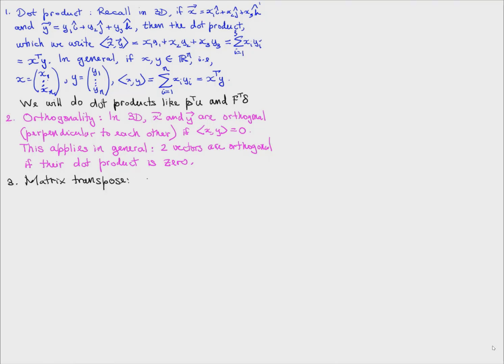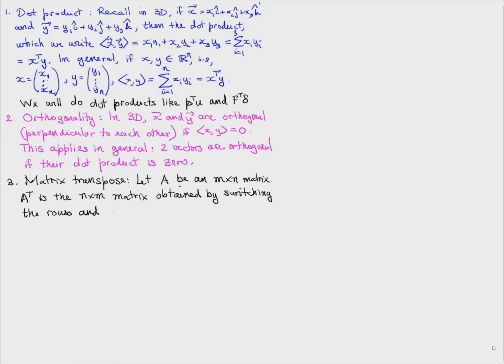The third idea is matrix transpose. If we have an m by n matrix, its transpose is the n by m matrix, which is obtained by switching the rows and columns. And here's a simple example. So if we transpose the matrix, then the rows and columns are switched.